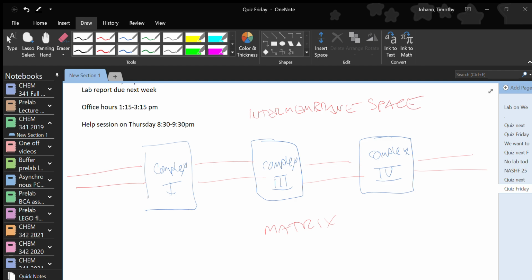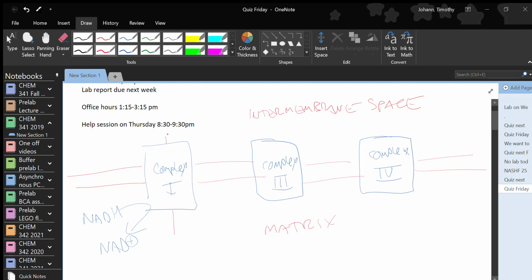Over here, we've got NAD plus that gets, oh, sorry, other way. NADH is going to come in and drop off its electrons to make NAD plus. Those electrons will go through complex 1. Some of that energy that goes through will be captured, and we'll pump out 4 protons.